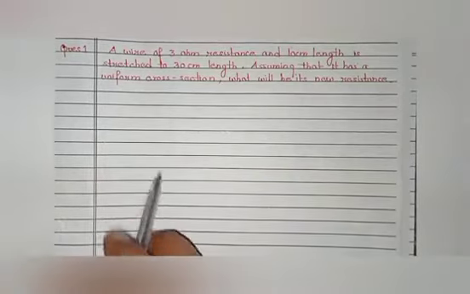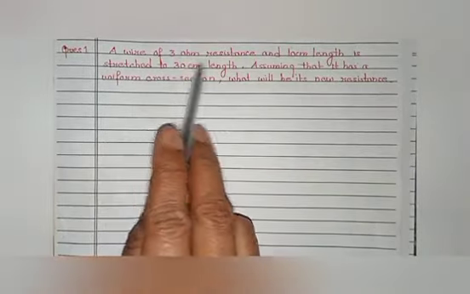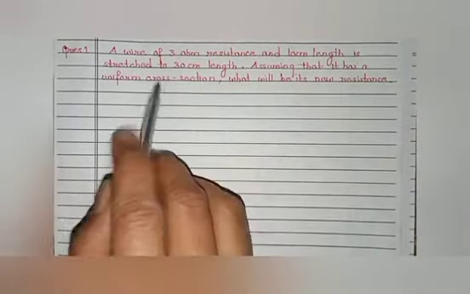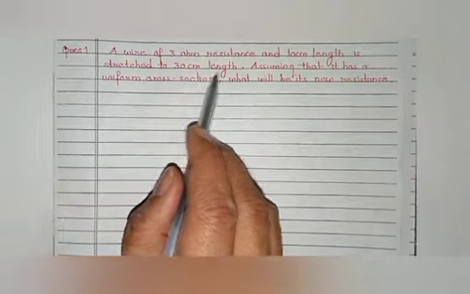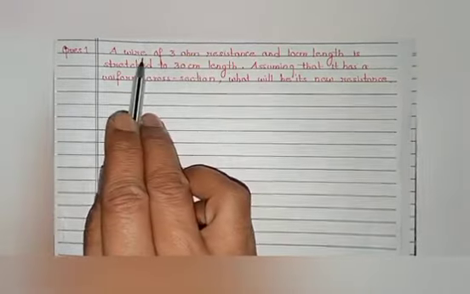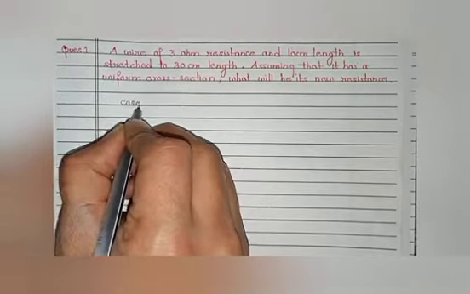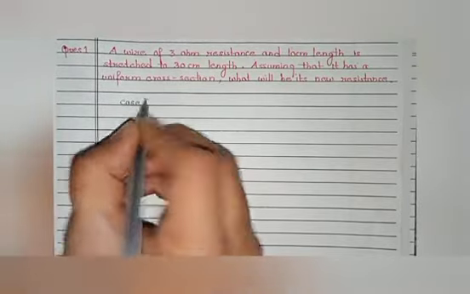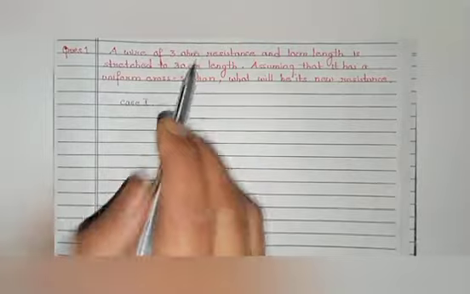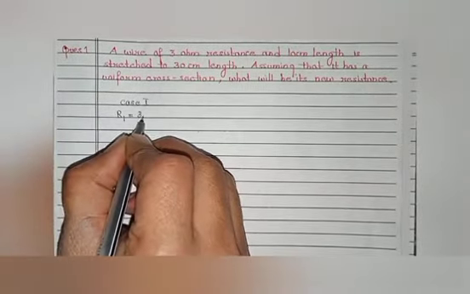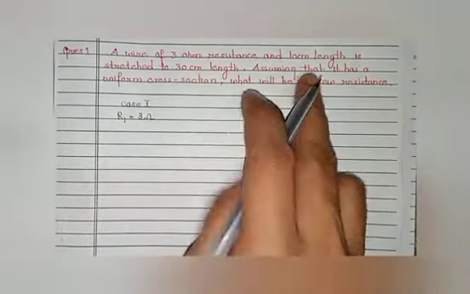Now numerical number 1, they say a wire of 3 ohm resistance and 10 centimeter length is stretched to 30 centimeter length. Now in case 1, the wire is of 3 ohm resistance, so resistance is 3 ohm and the length of the wire is 10.